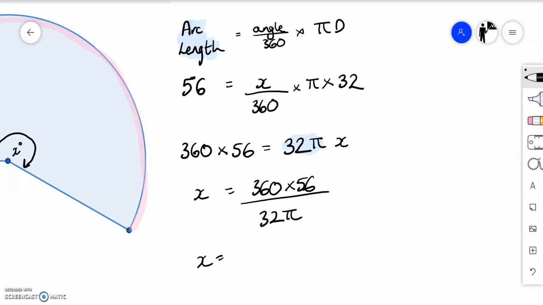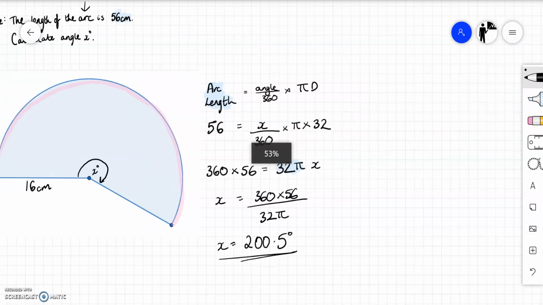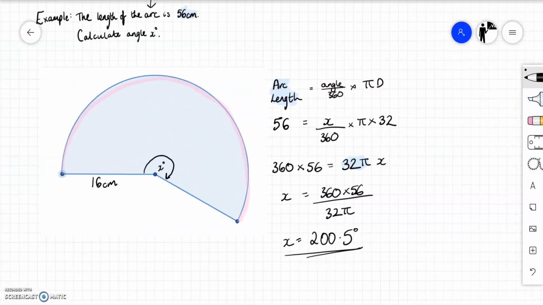Remember, this is going to give us the size of the angle that we're looking for. We're hoping it's a reflex. So 360 multiplied by 56 over 32 pi. And if we do this to one decimal place, we should find that that angle is 200.5 degrees. So it's a case of working backwards to find the unknown.